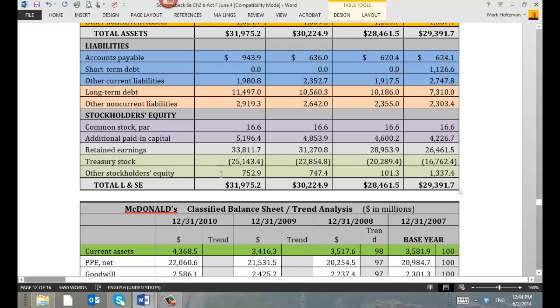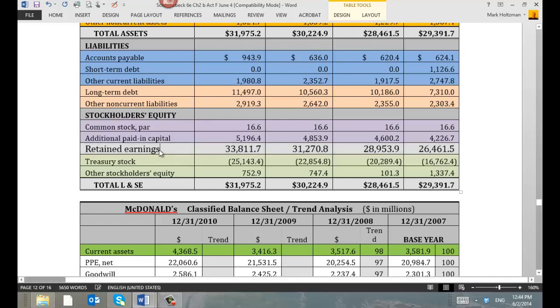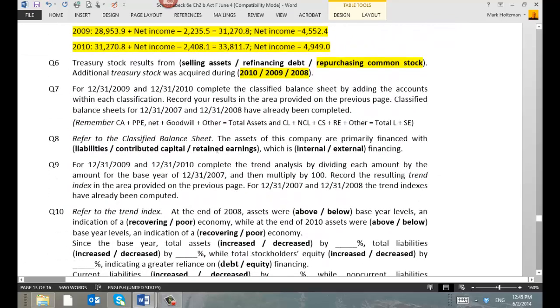Total stockholders' equity was 752. But the big numbers, the numbers that really stick out at us, are retained earnings. Right there. That's the big number. So therefore, the answer here would be retained earnings. And would we call that internal financing or external financing? Internal. Next thing to do now is the trend analysis.